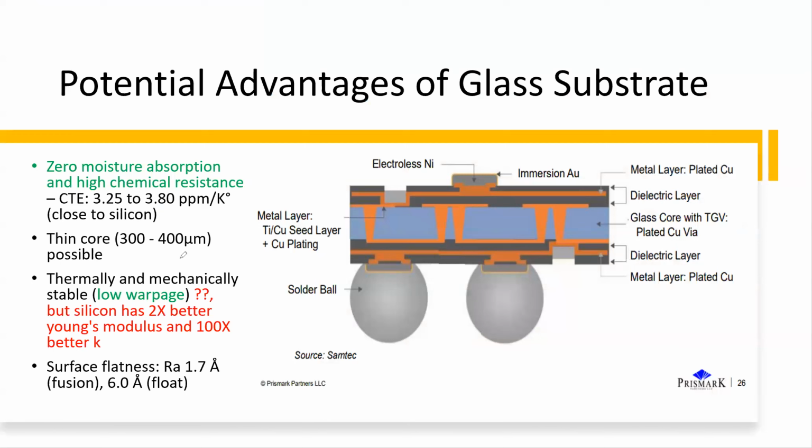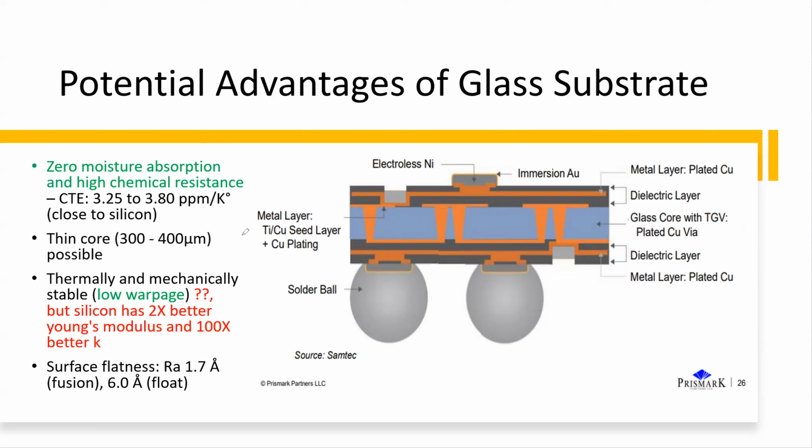There are other advantages, from vendors like Prismark and others. Glass has zero moisture absorption and high chemical resistance. From a process perspective, things can easily absorb moisture, so you have to keep it dry all the time. Silicon is the same: if its surface is hydrophilic, it can quickly absorb water. That gives you problems. Sometimes you want that, but sometimes you don't, right?